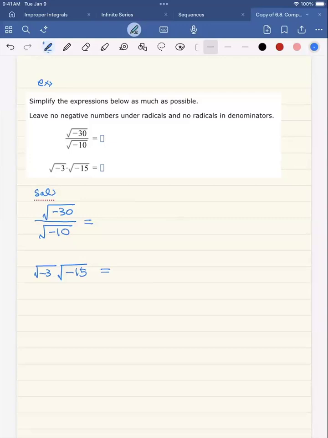In this problem, we have to simplify the expression as much as possible. We have square root of minus 30 over square root of minus 10. The numerator can be written as i times square root of 30, over the denominator, i times square root of 10. So these two i's will cancel each other, and that's square root of 30 over 10. We can combine those because both numbers are positive. So that is square root of 3.